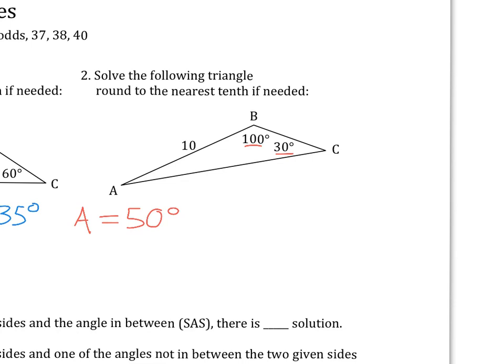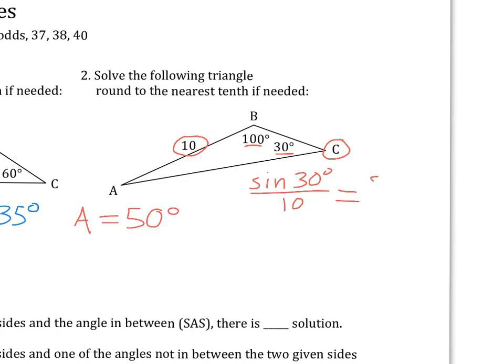So what's the only combination we know both of? Well, we know this side length is 10. That is C because it's across from angle C. So we're going to use sine of C, which is 30 degrees, over the length of C. Now we could use that to find side A and side B.